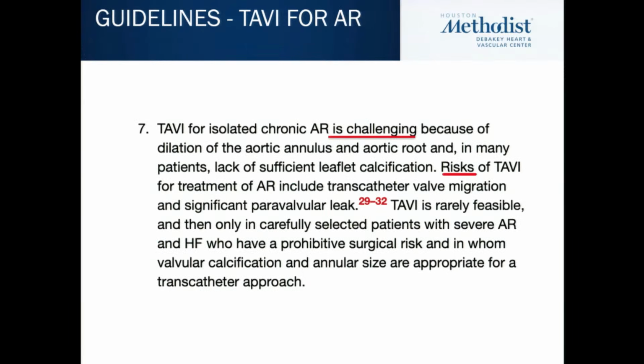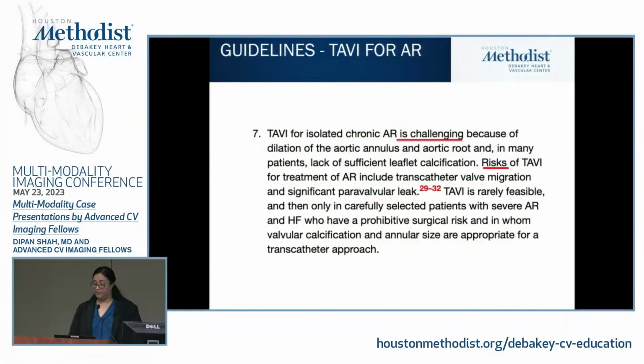What do guidelines say about using TAVI valves for aortic regurgitation? So it mentions that it's challenging and there is risk with migration as well as significant paravalvular leak, and it's rarely feasible in carefully selected patients with severe aortic regurgitation and heart failure who have prohibitive surgical risk and in whom there is calcification and annular size is appropriate.